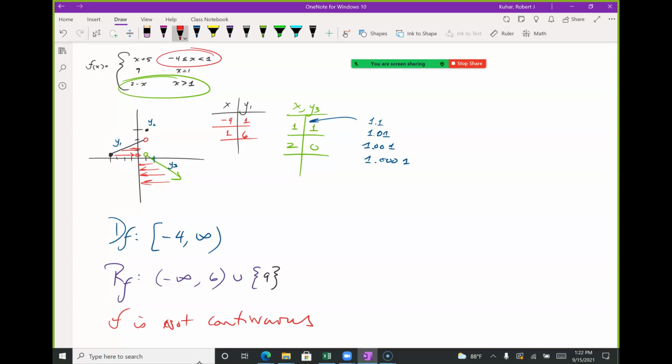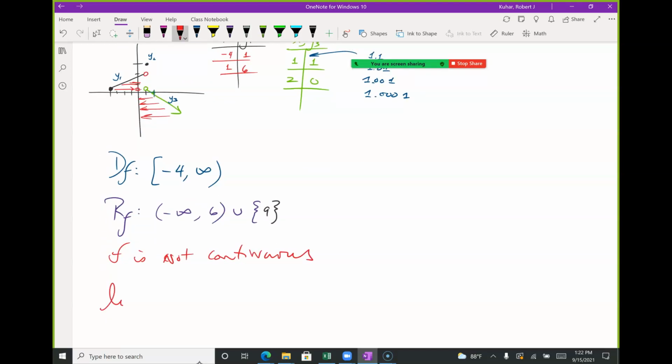We'll be asking, like, at 1, is there a limit? So, right, the limit as x goes to 1 from the right of f is 1. But the limit as x goes to 1 from the left of f is 6. So I'm asking, do those things meet up? No. So no limit. There's no limit at 1.